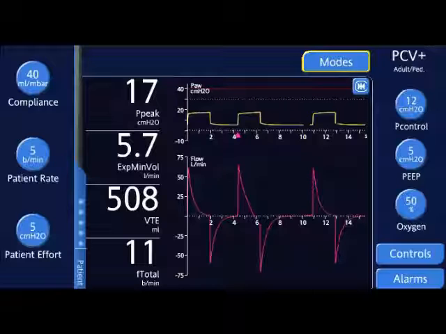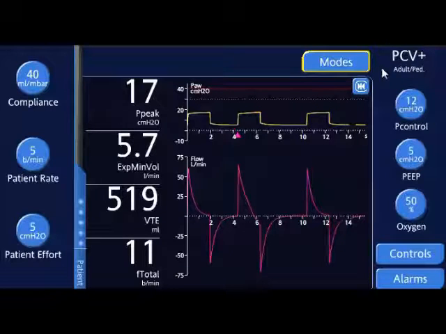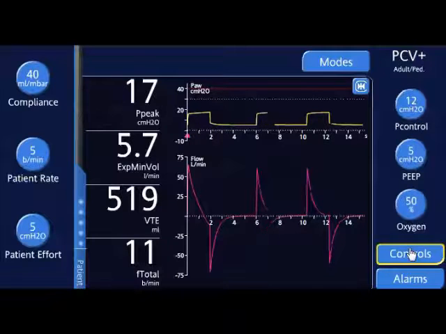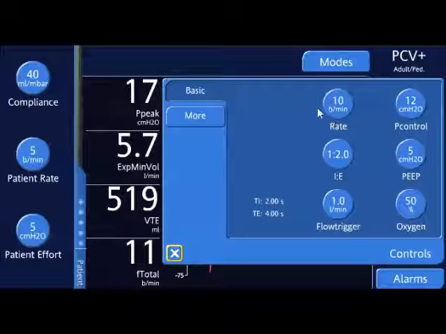Okay, this is pressure control ventilation. As you can see, in the top right hand portion of the screen where my cursor is, we have pressure control, and here are my current settings. I have pressure control 12, and if you open my controls, I have a respiratory rate of 10 here. And my trigger is very sensitive. It's only set at 1 liter per minute. I'm just going to close this out.